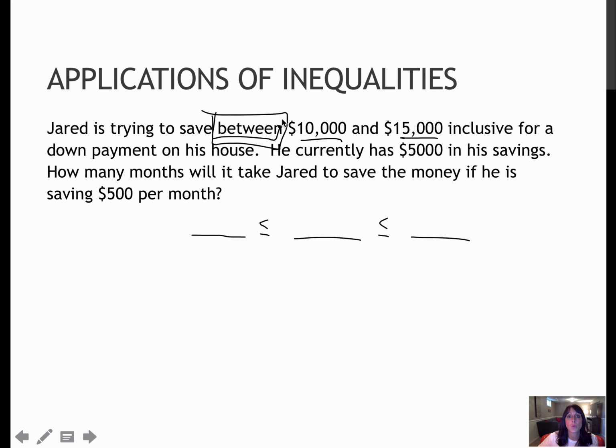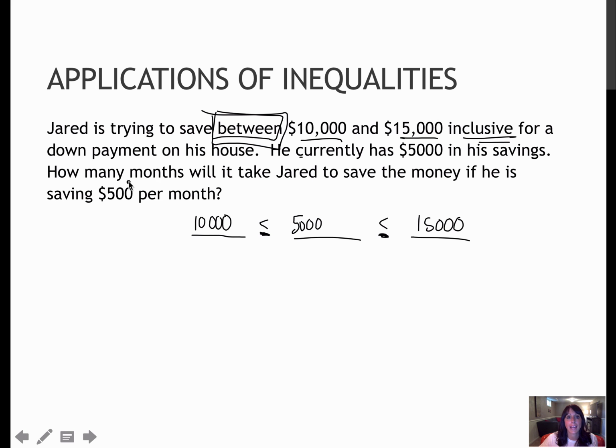So when you say between, you should be thinking of a compound inequality that looks like this. Now he's trying to save between 10,000 and 15,000. So those are those two values. And notice it says inclusive, and that's why I included the or equal to, meaning he could have exactly 10,000 or exactly 15,000.